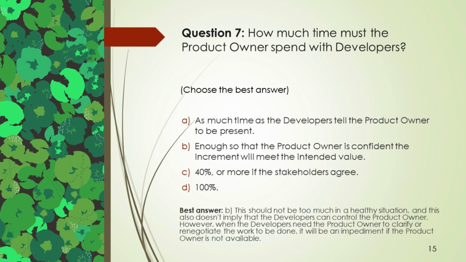Best answer: B. This should not be too much in a healthy situation, and this also doesn't imply that the developers can control the product owner. However, when the developers need the product owner to clarify or renegotiate the work to be done, it will be an impediment if the product owner is not available.